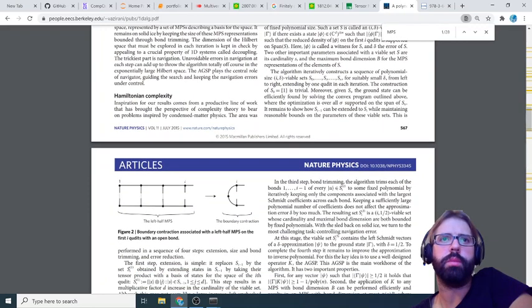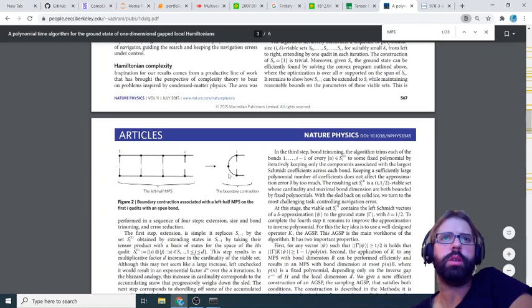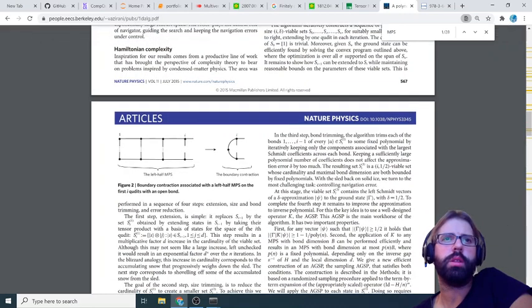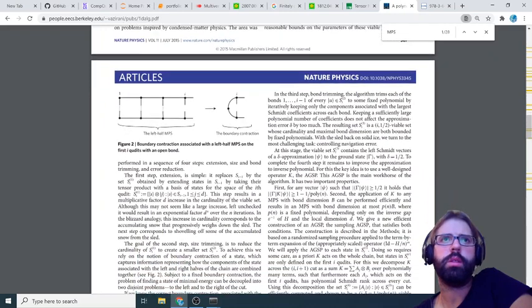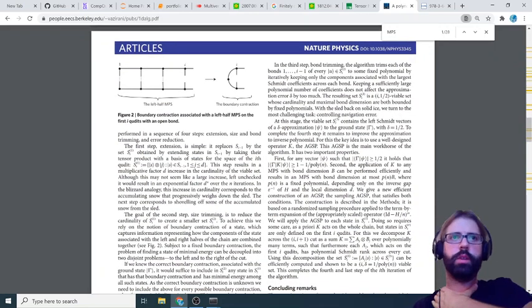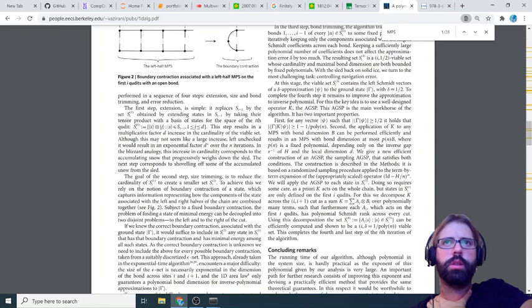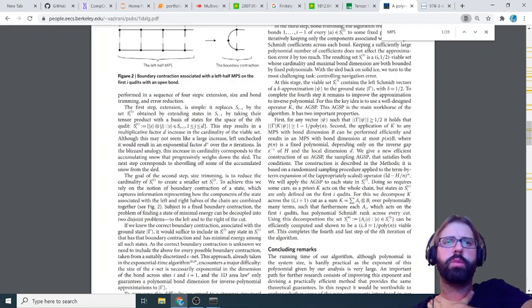What is the algorithm? Okay, the left half MPS, so it's doing the boundary contractions. It's kind of contracting stuff step by step. Okay, but that's something at least. That's definitely something. The goal of the second step is trimming to reduce the cardinality of S to create a smaller set. To achieve these run.